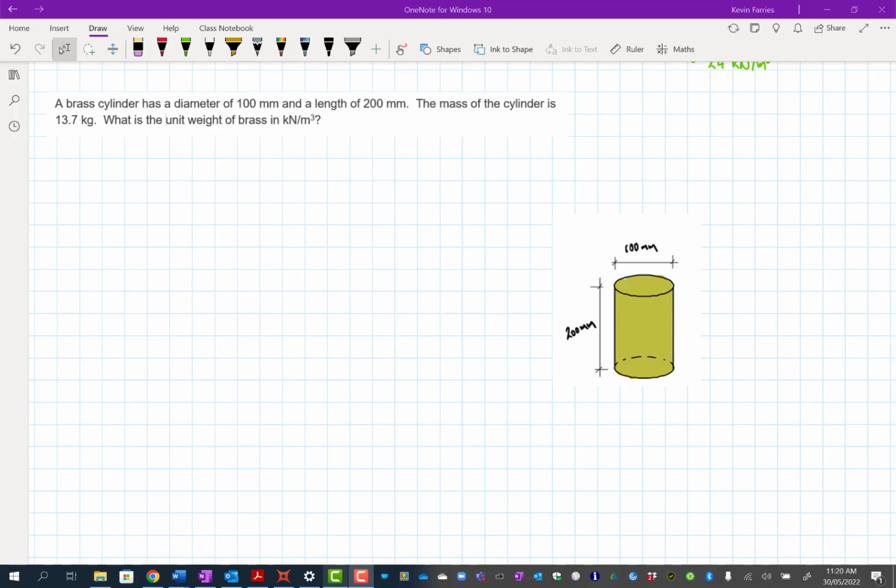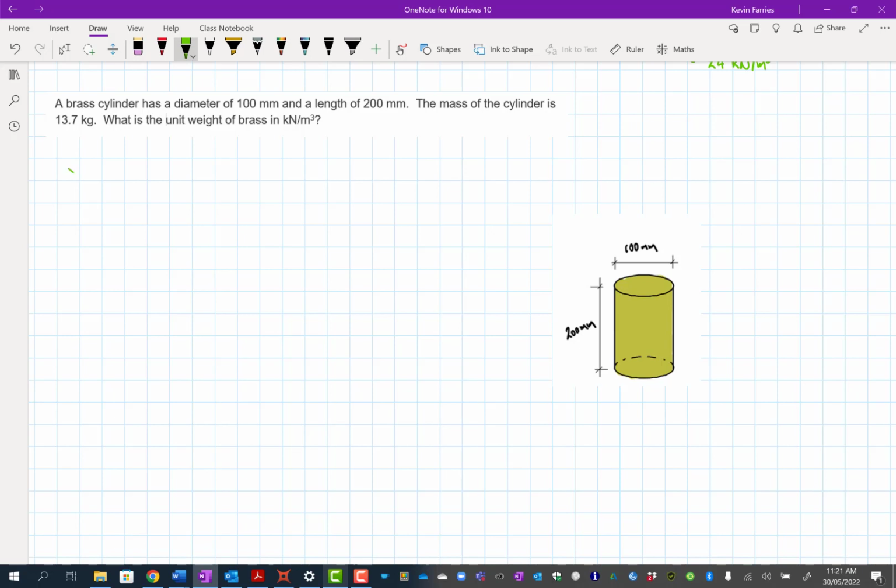So this next problem, we're being asked to calculate the unit weight of a material given the mass and volume of an object. We're told a brass cylinder has a diameter of 100 mil, a length of 200 mil, and the mass of the cylinder is 13.7 kilograms, and it wants to know what the unit weight is. Okay, so where to start? We'll start by writing down the formula.